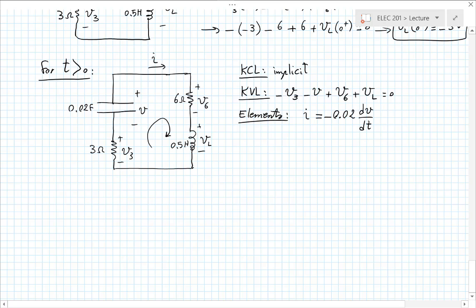Because, again, look at the way the current I is defined. For this particular problem, the way things are defined, the current I is the current that goes from the negative to the positive side of the capacitor. So in the equation, it has a negative.